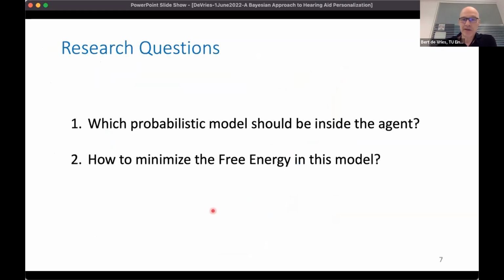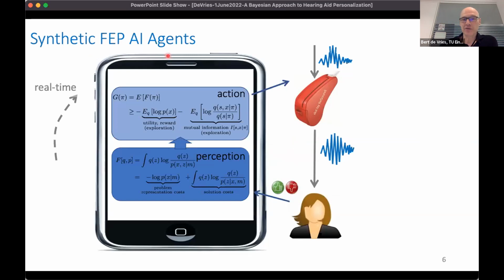So there are two questions when you view hearing aid design as this in situ conversation between a hearing aid patient and some agent. Namely, what's this free energy functional, or in other words, what is this probability distribution P? And the next thing is, how do I minimize this free energy functional? Because that's the only thing going on. So these are the two big research questions.